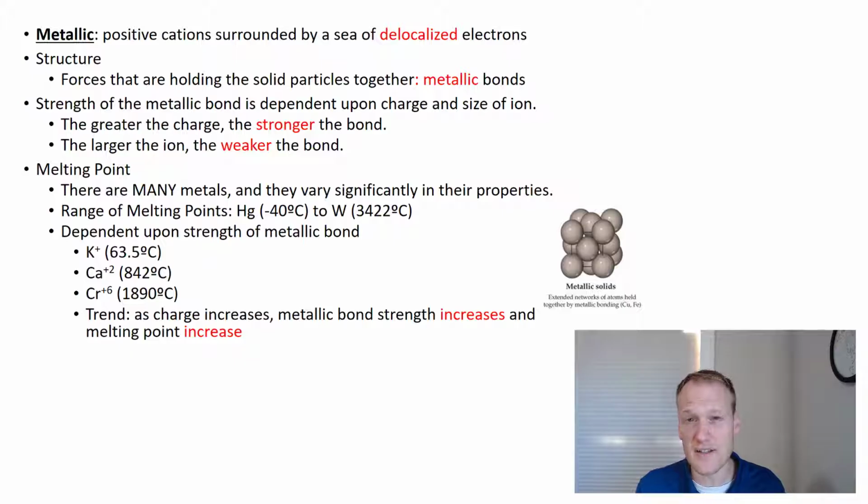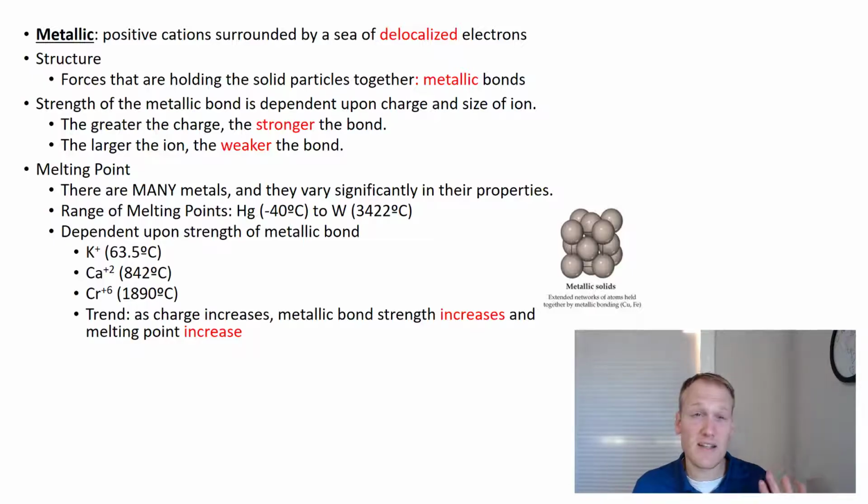Just like ionic bonds, the strength of a metallic bond is based on the size of the ion, smaller the stronger, and the charge of the ion. More charge, more strength. Melting point in metals varies significantly because of all the different types of metal ions we have. Mercury's melting point is -40, while tungsten's melting point is over 3,000 degrees Celsius. It all comes down to the strength of that metallic bond.